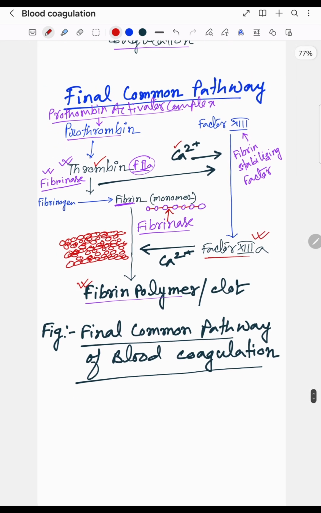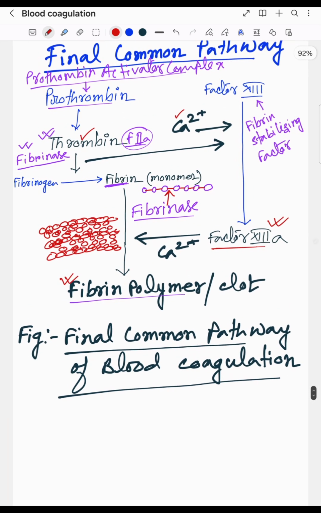Okay, hope you have a brief sketch of blood coagulation. Now what you need to do is practice. Just write down these easy steps of blood coagulation for at least 5 times, and then just try to recall. See the magic.